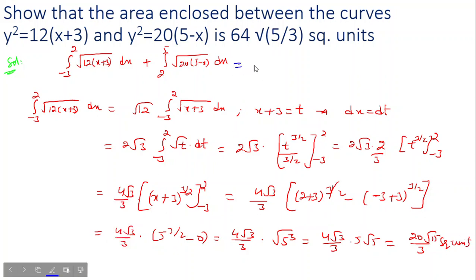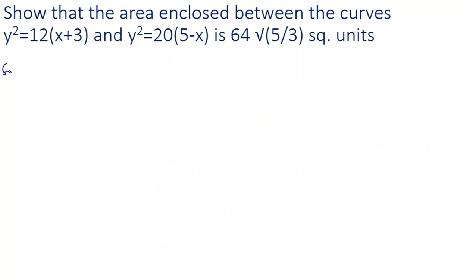So we have found the integral from -3 to 2 of root 12 of x plus 3 dx as 20 root 15 by 3 plus, now we need to find this area. So let us find that area. So now the integral from 2 to 5 of root 20 of 5 minus x dx is equal to root 20 times the integral from 2 to 5 of root of 5 minus x dx.